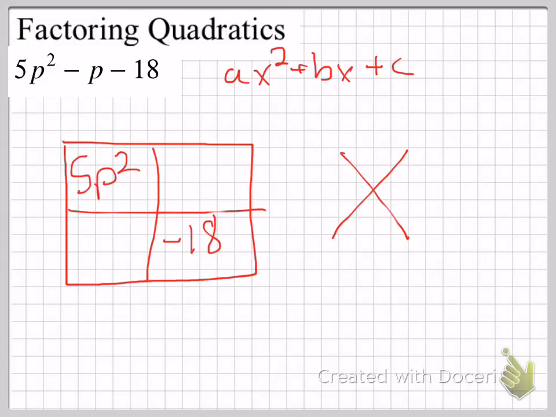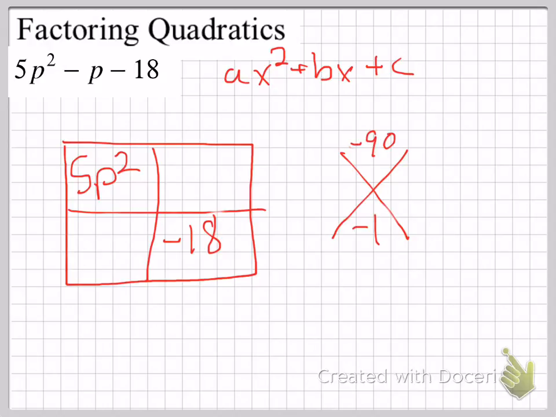So let's talk about splitting that term. That is what the x is for over on the right. The top portion should be filled in with a times c, and the bottom with the b value. So let's fill those in context of our problem. 5 times negative 18 is negative 90, and our b value is just minus 1.